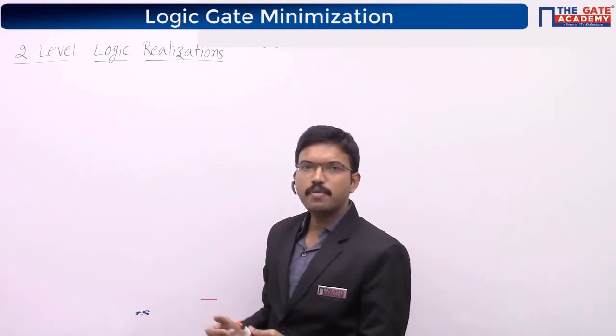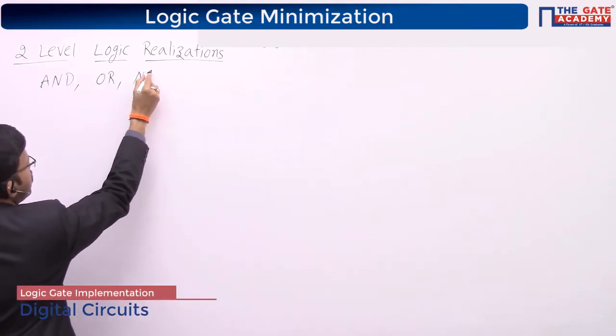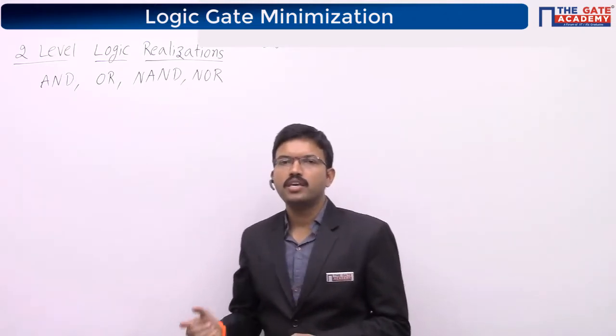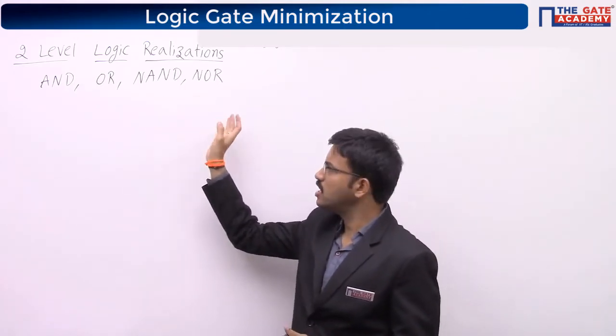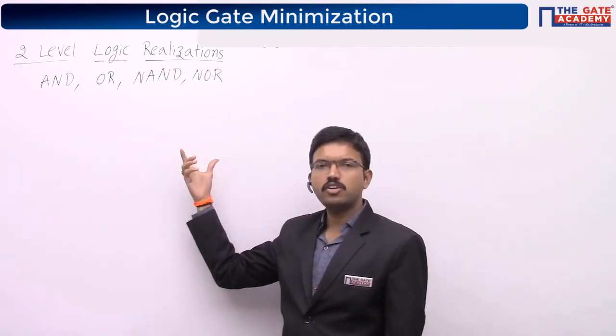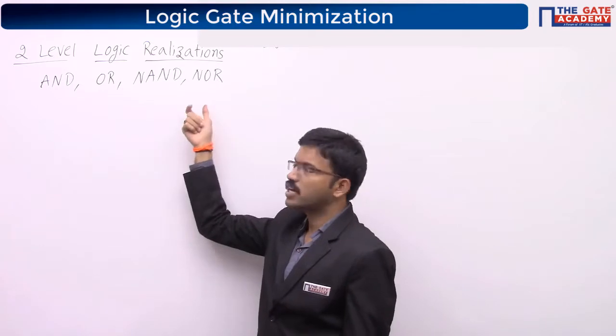For the time being, I am considering AND gates, OR gates, NAND gates, NOR gates. In the exam, he may give any type of gate, like he may include XOR gate, XNOR gate also. Here I want to give some conclusions. That's why I have considered these four gates: AND, OR, NAND, NOR.